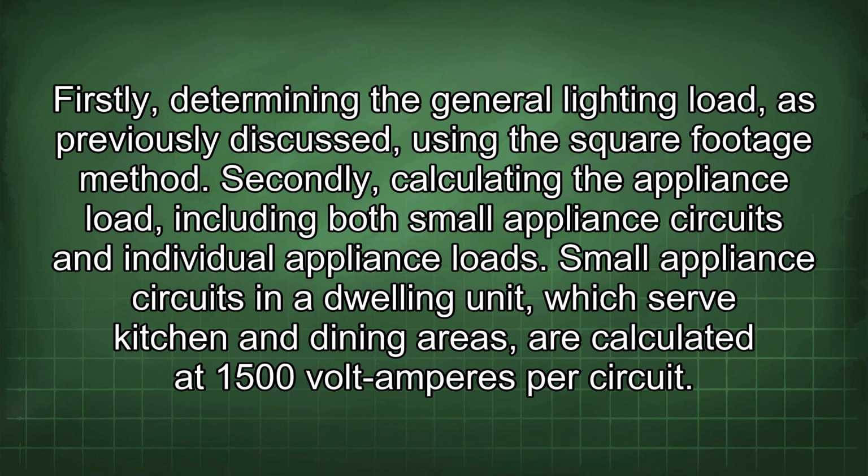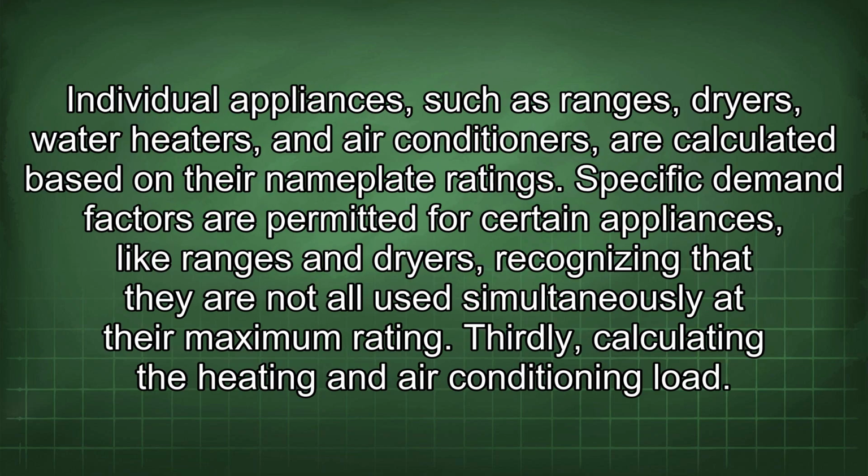Small appliance circuits in a dwelling unit, which serve kitchen and dining areas, are calculated at 1500 volt-amperes per circuit. Individual appliances, such as ranges, dryers, water heaters, and air conditioners, are calculated based on their nameplate ratings. Specific demand factors are permitted for certain appliances, like ranges and dryers, recognizing that they are not all used simultaneously at their maximum rating. Thirdly, calculating the heating and air conditioning load.